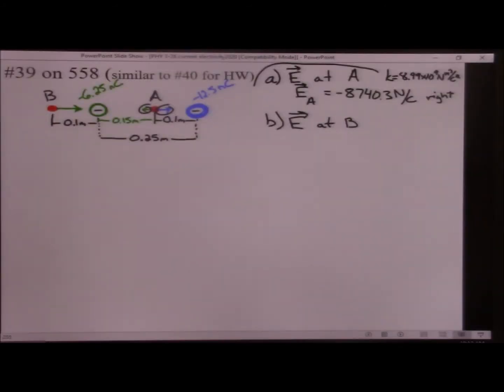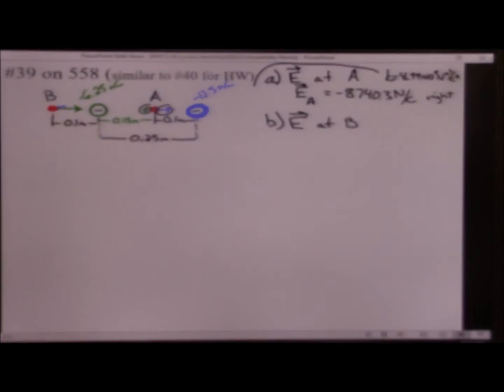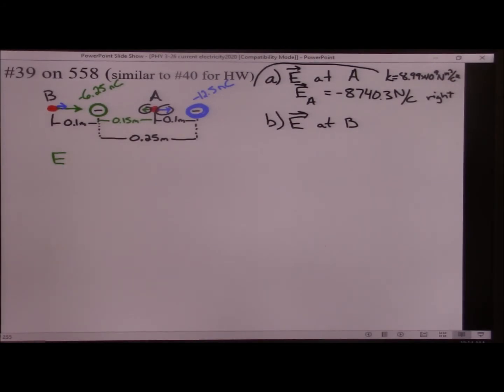How about the electric field caused by A over here? It's also negative. So over here, point B, A's electric field is also going to be pointed to the right. Those two fields are going to combine. They're not fighting each other, so we're going to actually end up adding them, whatever they may be. So we have to go through each one again. We're going to find the electric field at point B due to this first charge.